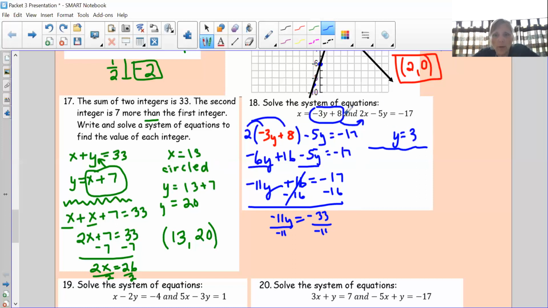Okay, now I got to look at both of my equations. I'm going to use the circled one again. And x equals negative 3, and y is not y anymore, it is 3. And then plus 8. Okay, equals negative 9. Negative 3 times 3 is negative 9, and then plus 8, which is opposite signs, subtract and take the sign of the larger. So my first answer is negative 1 for the x value, and my y value is 3.